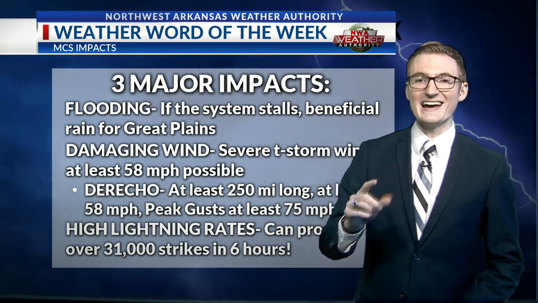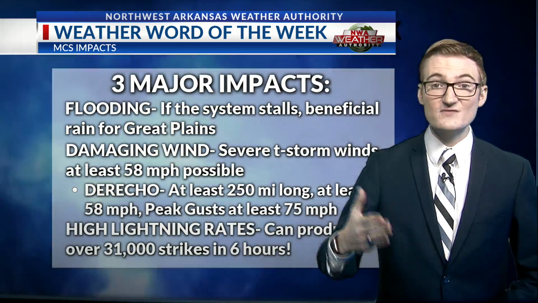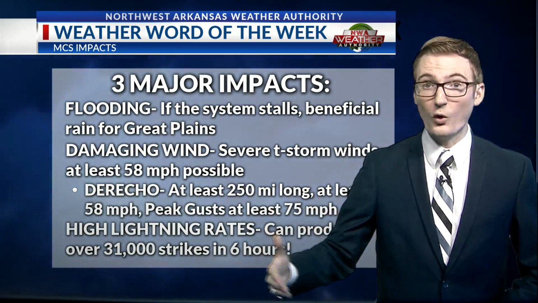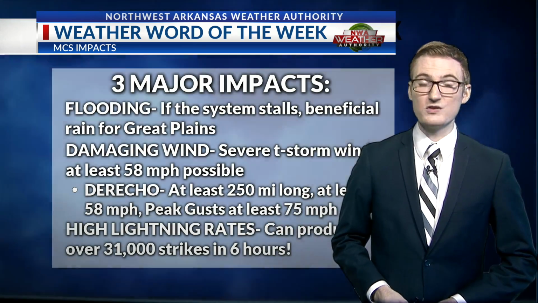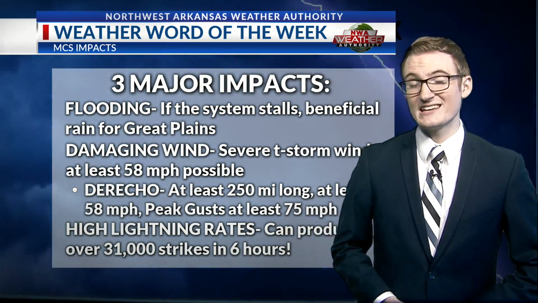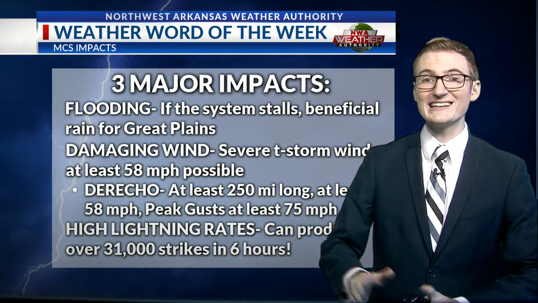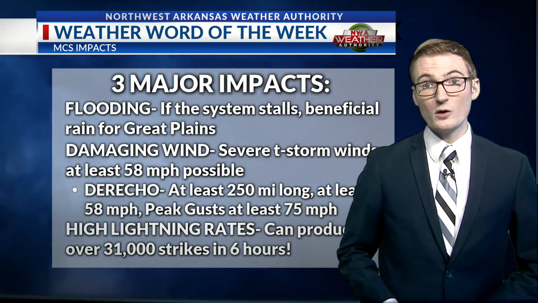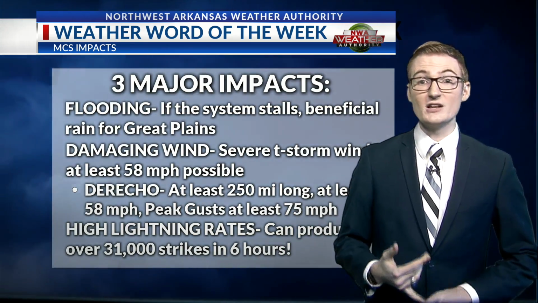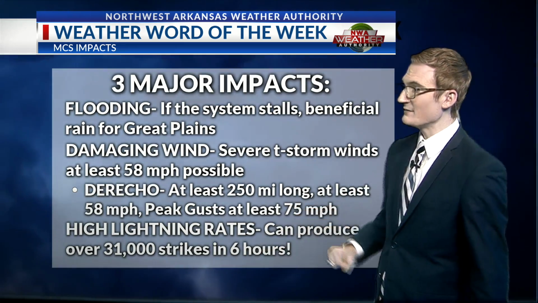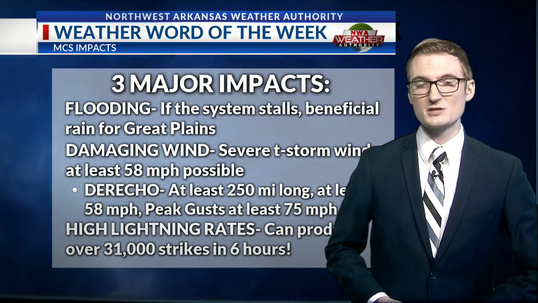Damaging wind, that is the second thing. These can produce severe thunderstorm wind gusts of at least 58 miles an hour or more. In fact, they can produce winds up to 80 miles an hour and over 80 miles an hour. You're getting close to EF0 to EF1 tornado strength there. So very strong straight line winds. And these storms can stretch 250 miles and produce damaging wind along that, even up to 75 mile an hour peak gusts every couple of 100 miles or so.